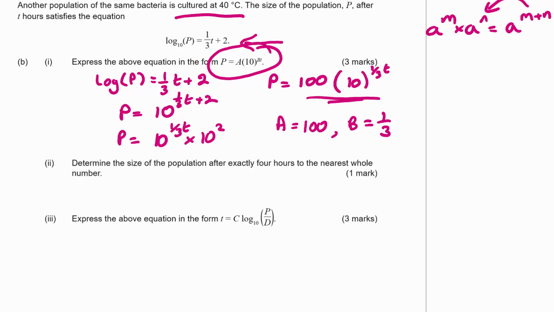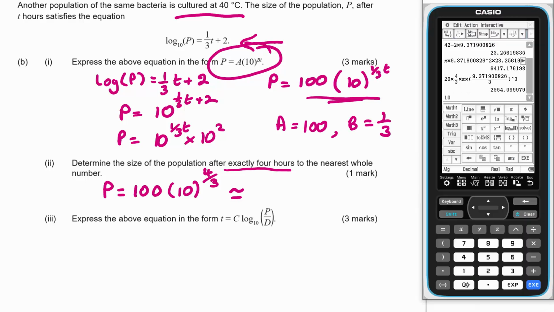Determine the size of the population after exactly 4 hours to the nearest whole number. So that's just going to be 100 times 10 to the 4/3. And let's calculate that. So we've got 100 times 10 to the power of 4/3, and that's 2154.